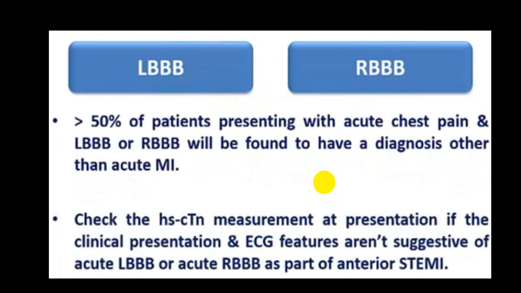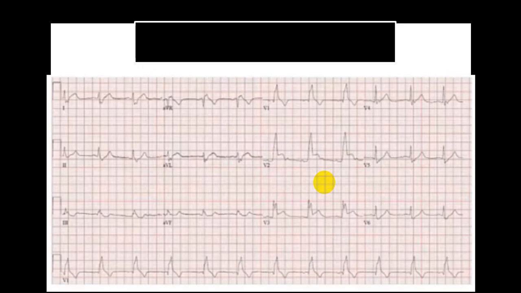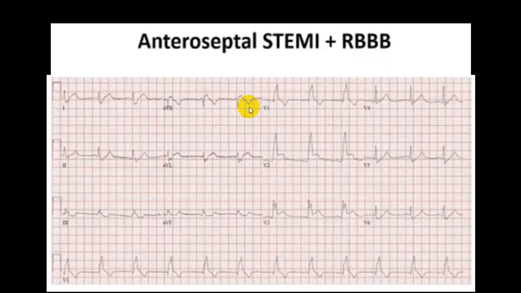Right bundle branch block is not always benign. Here you can see that in presence of right bundle branch block, there is an anterior septal infarct. So you have got an ST elevation in V2, V3, even slight ST elevation in V1. So this is anterior septal. And you have got reciprocal changes in lead 2, lead 3 and aVF. And there is RBBB.